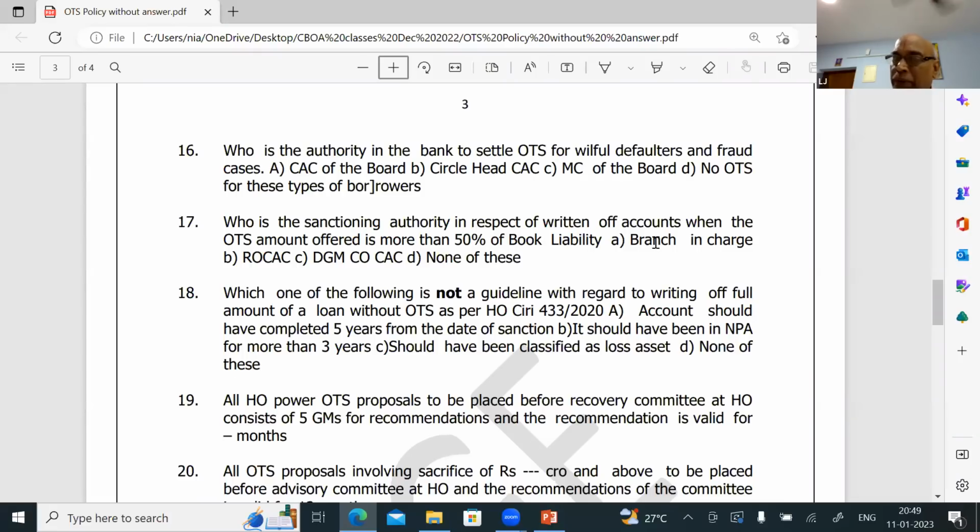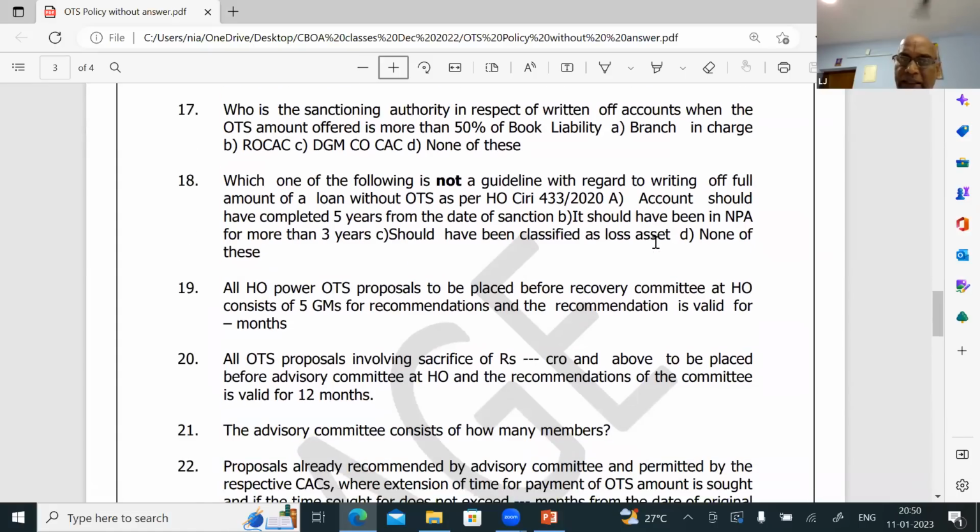I told you it is branch in charge. Question number 17, answer is A. Question number 18. Which one of the following is not a guideline with regard to writing off full amount of a loan without OTS as per HO Circular 433/2020? Which one of the following is not a guideline?